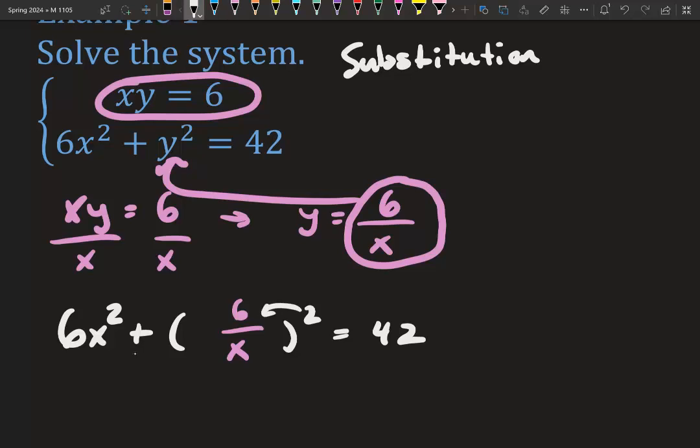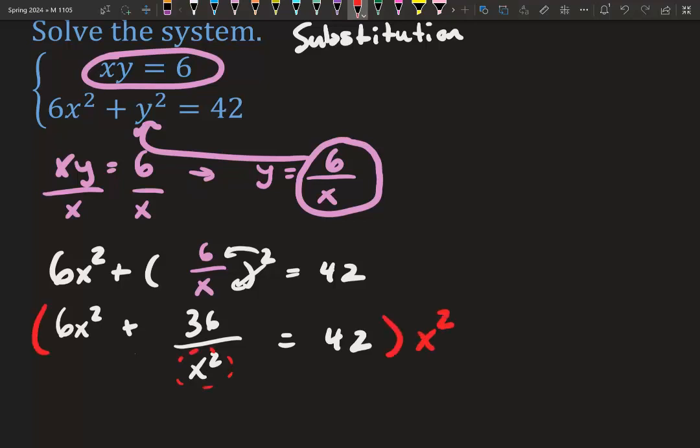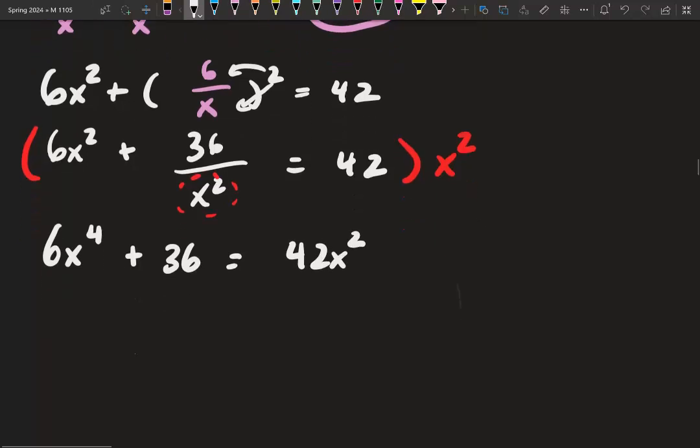All right, let's simplify. We have to square. So we have 6x squared plus 36 over x squared equals 42. We have to get rid of our fraction. In order to get rid of our fraction, you always multiply by the denominator. So we're going to multiply everything by x squared. So x squared times 6x squared, that's 6x to the 4th. x squared times 36 over x squared, that's just 36 because we're getting rid of that denominator. And then 42 times x squared, that's 42x squared. We have a trinomial, so we're going to set this equal to 0.